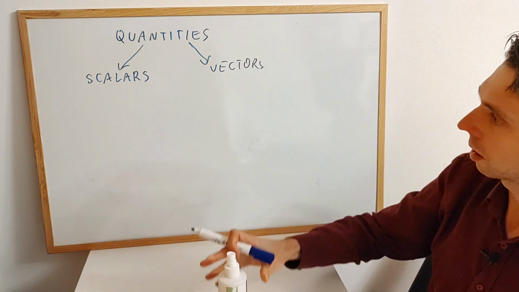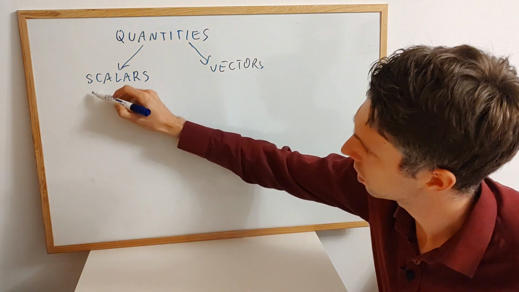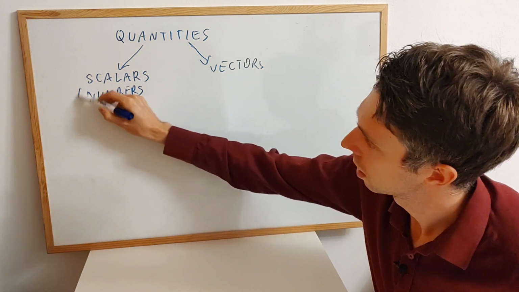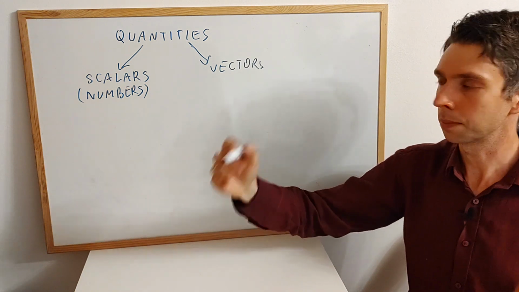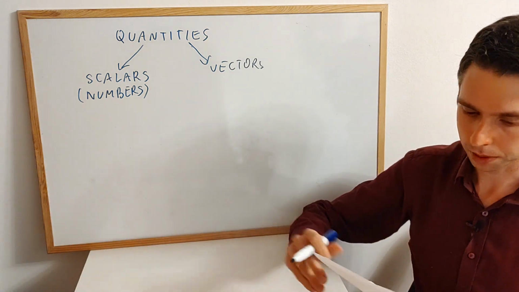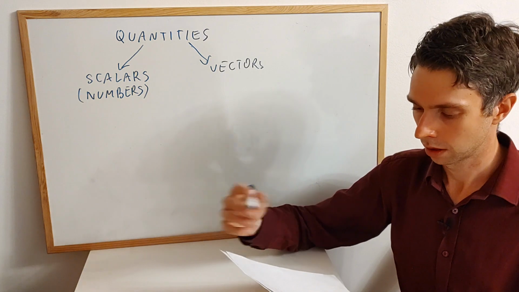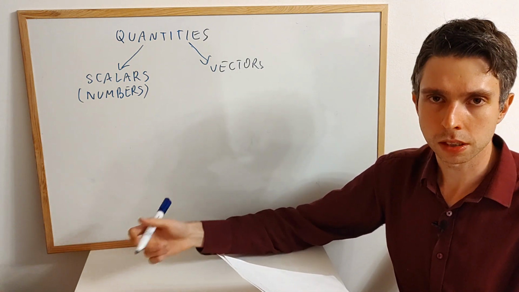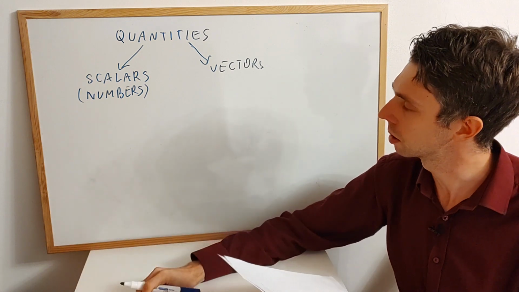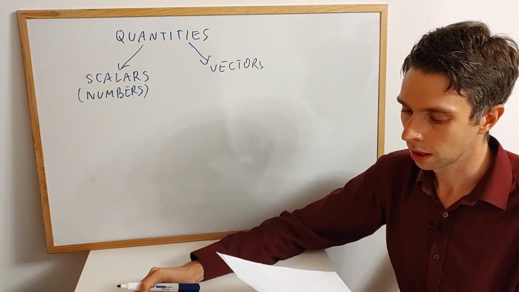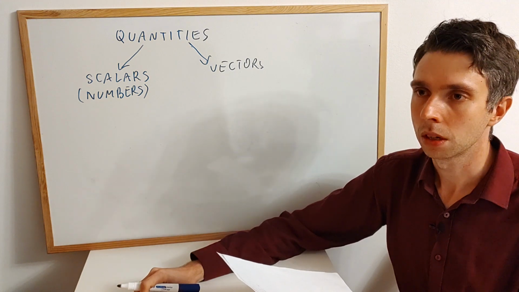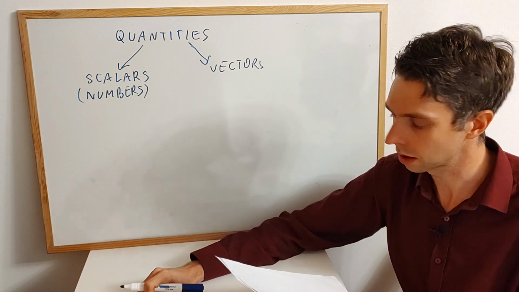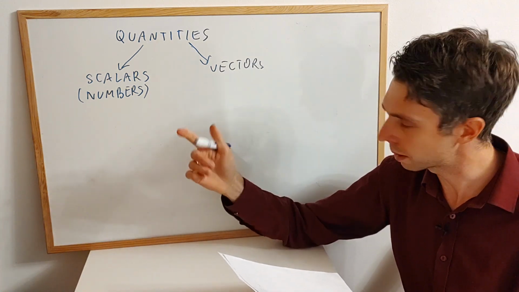Okay, so scalars are just regular numbers. So you care only about the value. For example, time, temperature, mass, electric resistance. So you only want to know how much time, what's the value of temperature, what's the mass, what's the resistance of a bulb, say.